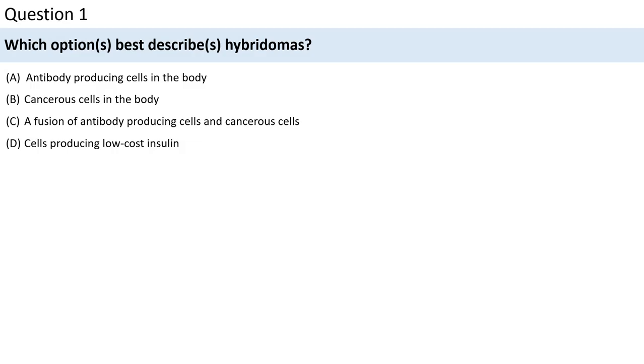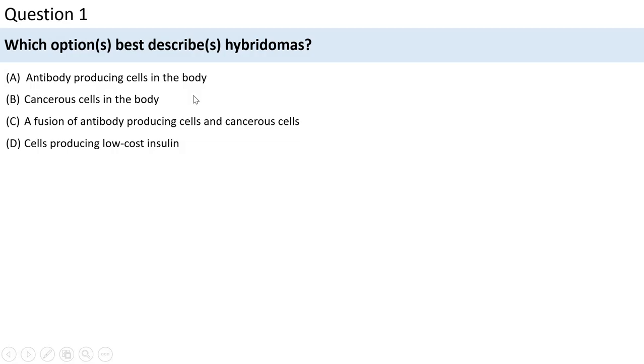Which option best describes hybridomas? Option A, antibody producing cells in the body. Option B, cancerous cells in the body. Option C, a fusion of antibody producing cells and cancerous cells. Option D, cells producing low cost insulin.